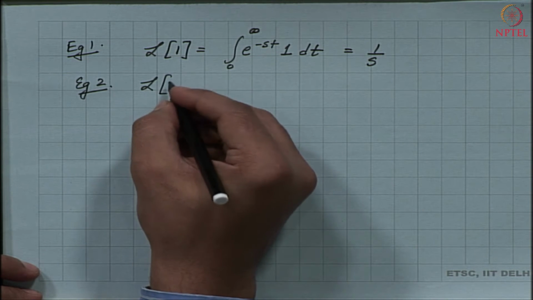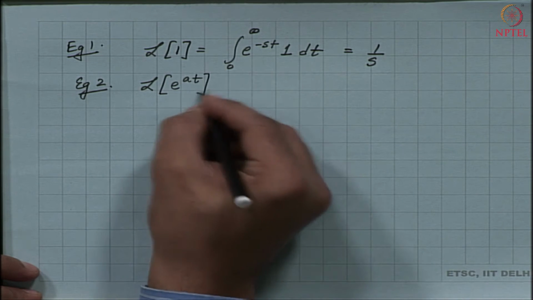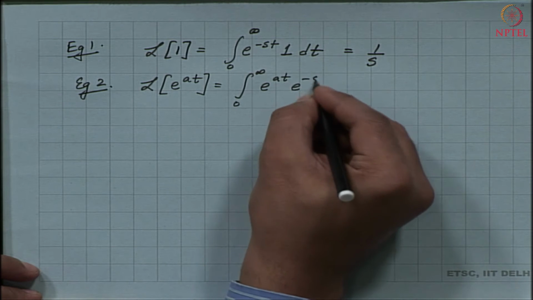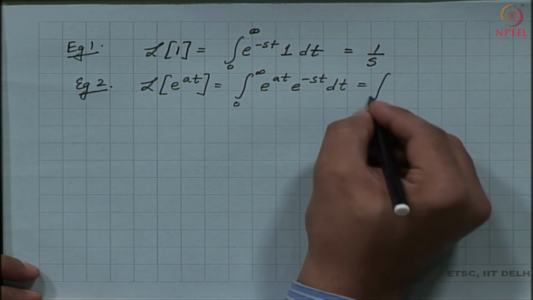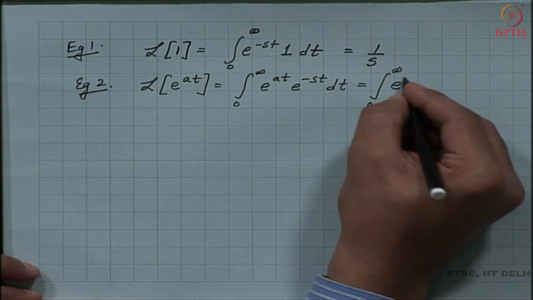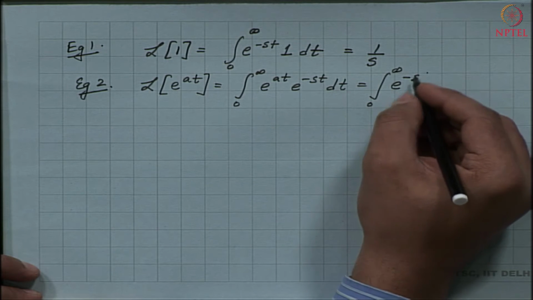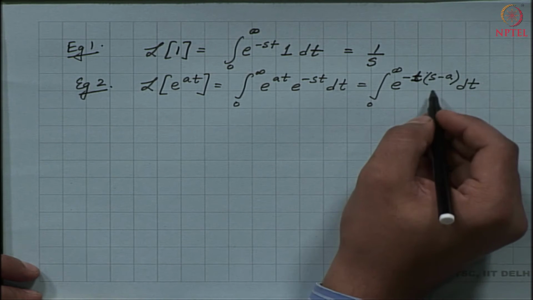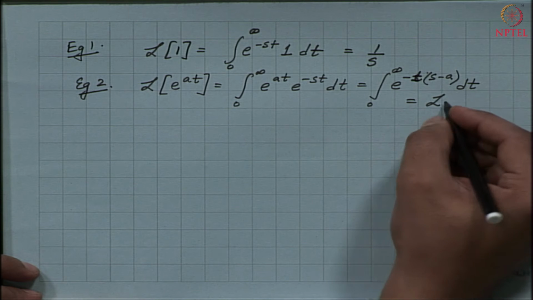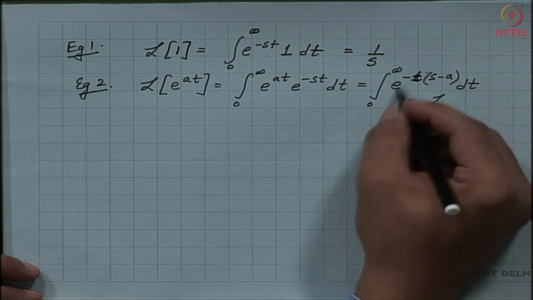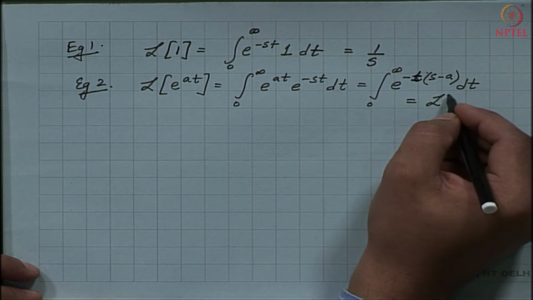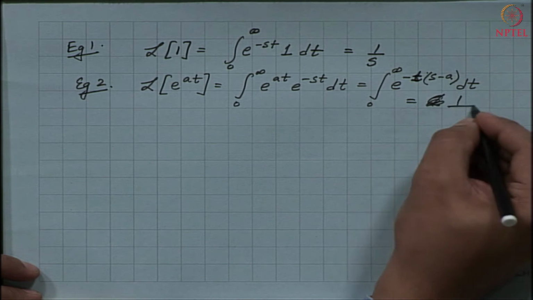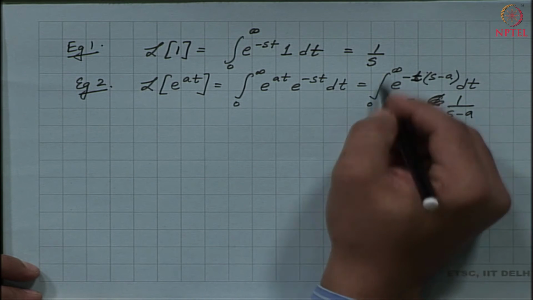Or another example: the Laplace transform of e to the power a t will be the integral from 0 to infinity of e to the power a t times e to the power negative s t dt, which is also the integral from 0 to infinity of e to the power negative t times s minus a dt. So, this is the Laplace transform of 1 with variable s replaced by s minus a. So, I get the answer to be 1 by s minus a from above.